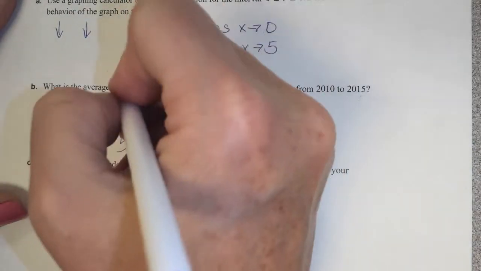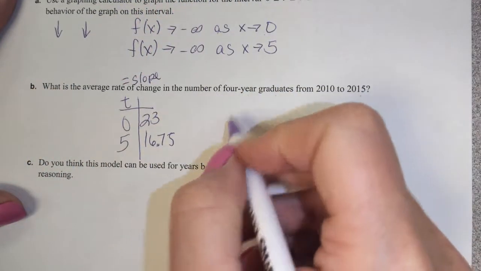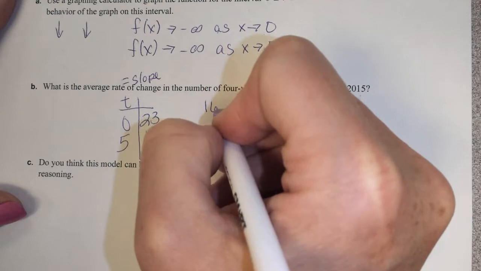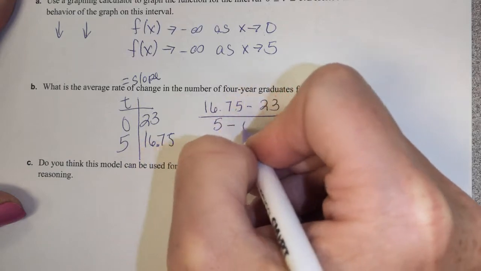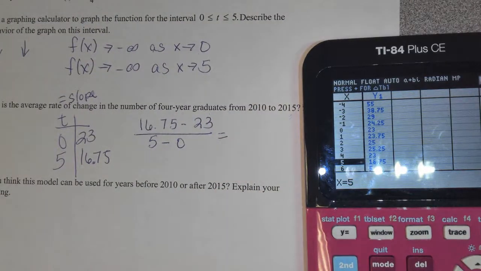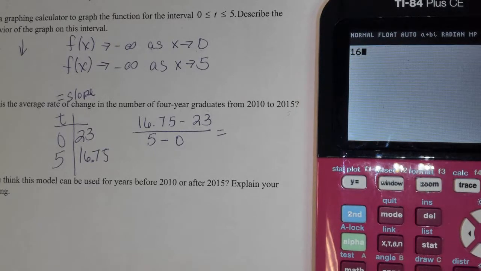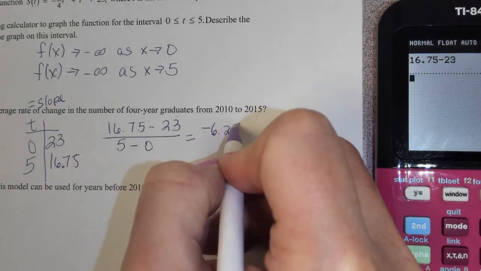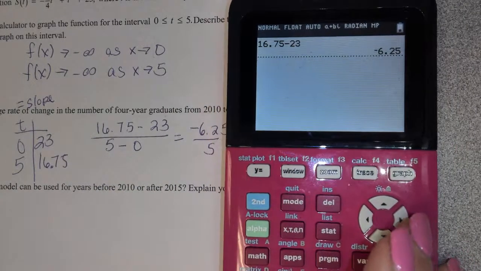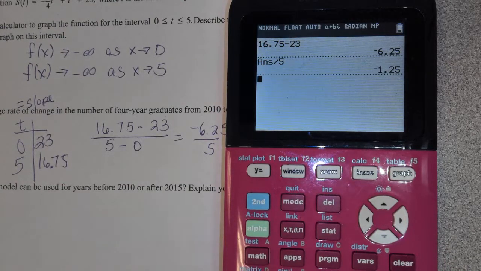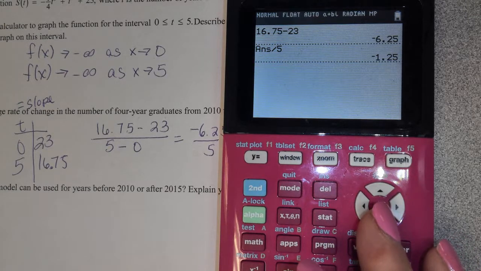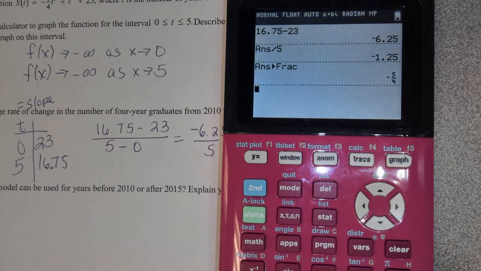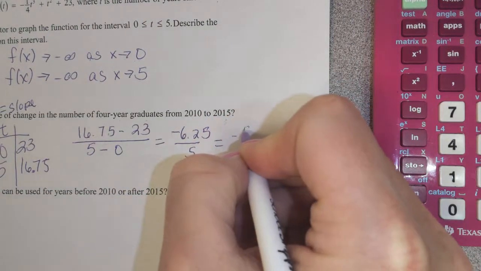Average rate of change equals slope. It's the same thing as slope. So all I'm doing is y sub 2 minus y sub 1 over x sub 2 minus x sub 1. I need a calculator. So negative 6.25 over 5. If I do negative 6.25 divided by 5, I get this. How can I have the calculator change this into a lowest term fraction for me? Math frac. Negative 5/4. That's the average rate of change.